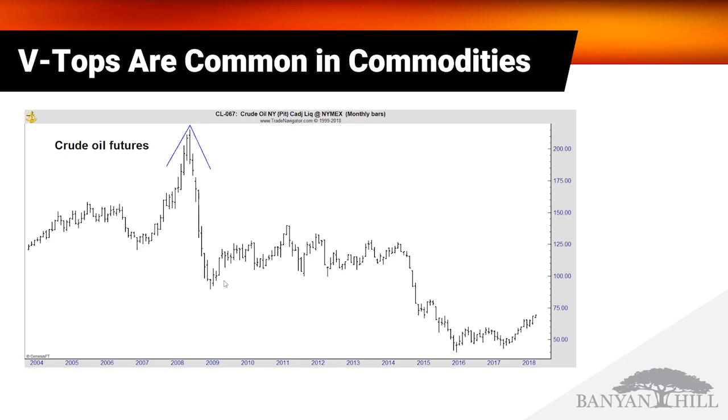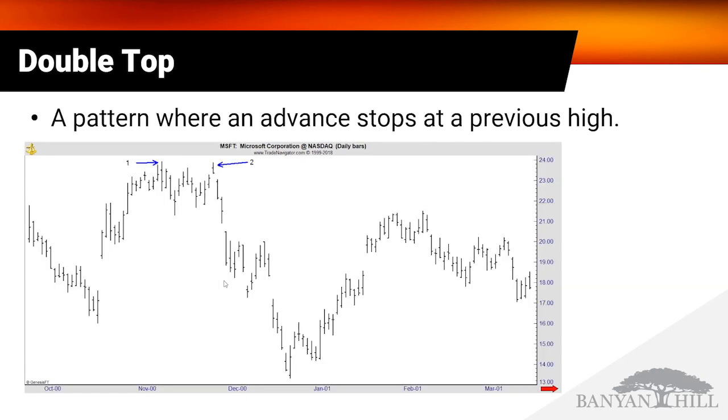So when you spot a V-top in gold or oil, don't expect a rapid recovery. In the stock market, it shows excitement. There could be a rapid recovery. Commodities like oil and gold, completely different.